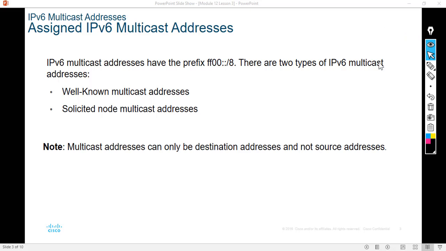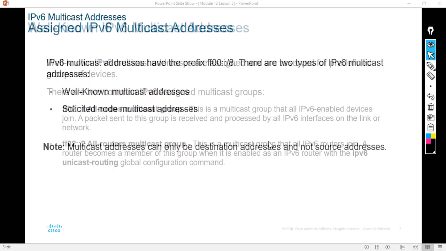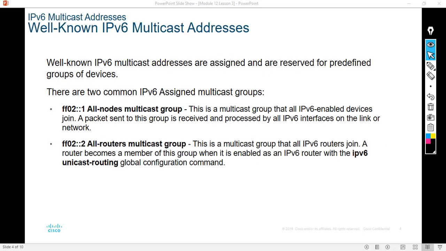Okay, and there are two types of IPv6 multicast addresses that we will see in the next set of slides. We have well-known multicast addresses and solicited node multicast addresses. Well-known multicast addresses are already a set range of addresses that are well known. Solicited node, the word solicited is more or less a query, so query node addresses, which we will look at. So let's take a look first at well-known IPv6 multicast addresses.